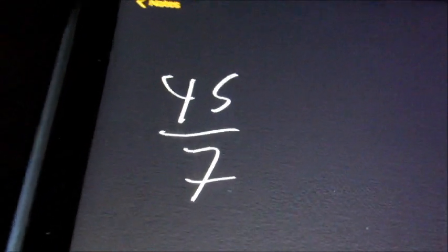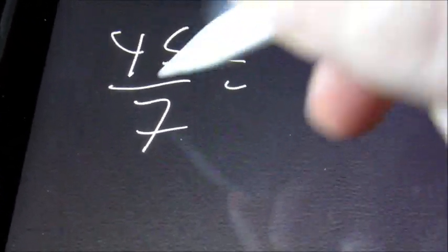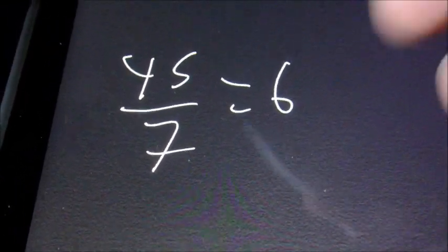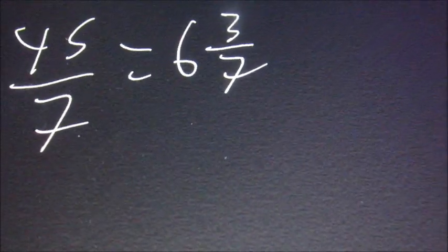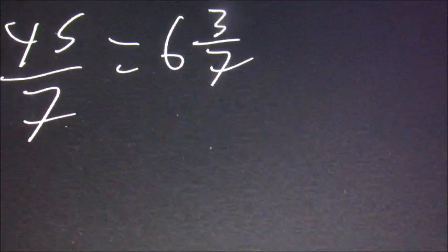And let's say we have 45 over 7. 7 will go into 45 6 times with 3 remainder. And so it's 6 and 3/7.